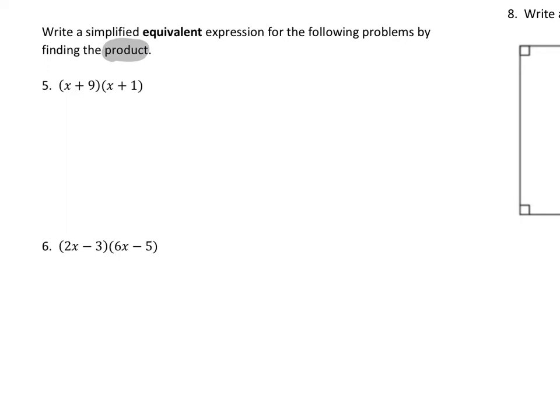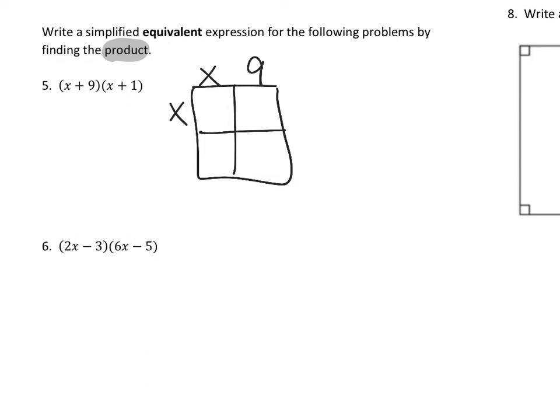Punnett square. Since I have a binomial times a binomial, that means it's 2 by 2, so the Punnett square I'm setting up is just going to be a normal 2 by 2 Punnett square. Pardon my horrible drawing skills. Along the top I have the first polynomial. It's going to be x and a positive 9. And along the side, I have x and a positive 1.